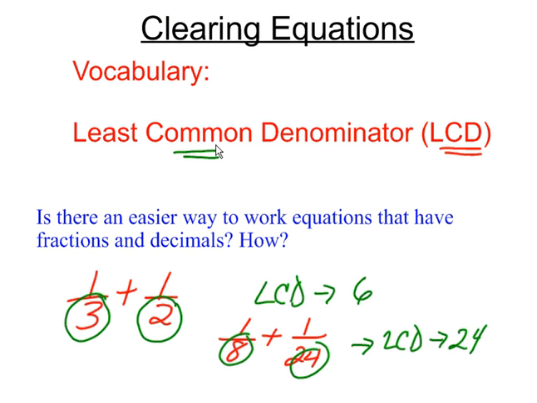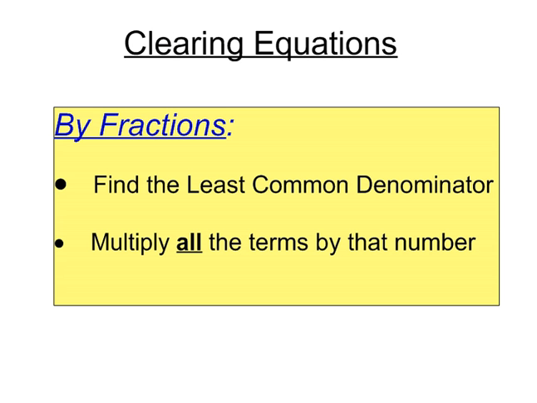Okay, so when we have our question, is there an easier way to work equations that have fractions and decimals? How? I'm hoping to show you in the next 2 examples. And this will be handy for our next topic, which is called mixture problems. So let's take a look at our rules for fractions, which you have written down there. First, find the least common denominator, and I wrote LCD because you know that's what that means. Then we're going to multiply all the terms by that number. In other words, every single part of the equation is going to get multiplied by that number. Everything. Even if it doesn't have a fraction, it's going to get that number. That's the way it works.